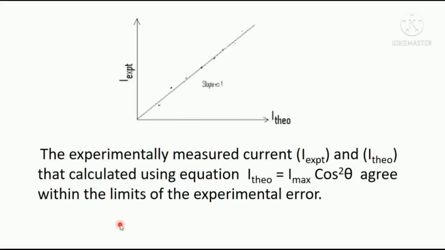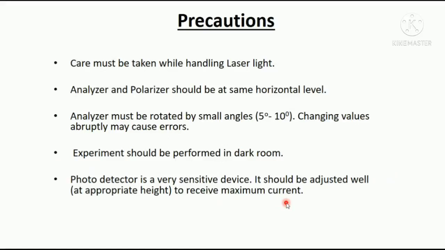We also plot I experimental versus I theoretical, where the theoretical value can be calculated as I max cos squared theta. It can be seen that it is a straight line, which shows the validity of Malus law, and it agrees within the limits of the experimental error. So these are the results we get from our observed readings.